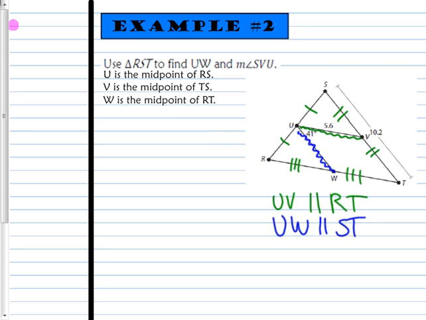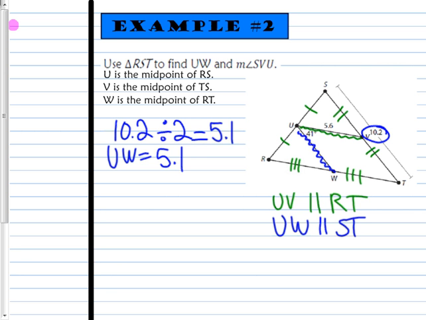So we can find UW because looking back at our notes, we know that the midsegment is half of the line it's parallel to. So you need to divide 10.2 in half. So divided by 2, and your answer is 5.1. So UW is 5.1. I cut 10.2 in half because the midsegment was parallel to ST, which was 10.2.